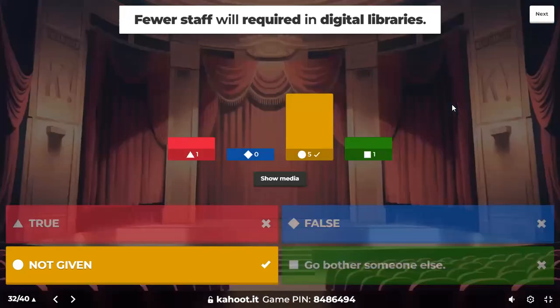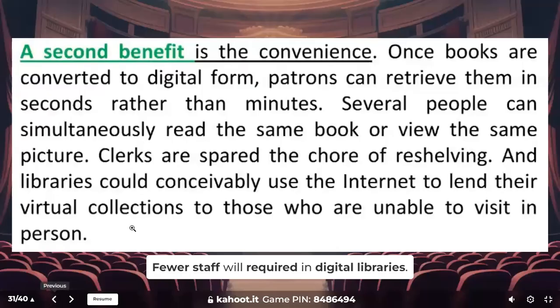Okay, excellent. Now, before I display the answers, I will tell you why some students sometimes get this wrong, because here they have a clerk, so this is the staff. They are spared the chore of reshelving. They no longer have to put books into shelves again. Now, the conclusion they may come up with is that, as long as they will no longer do this, this means that there is no need for them.